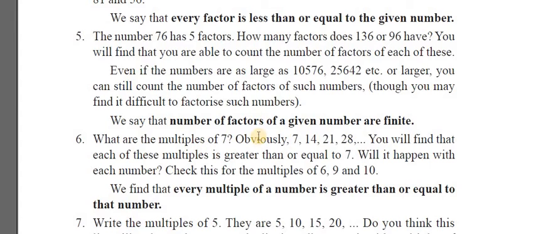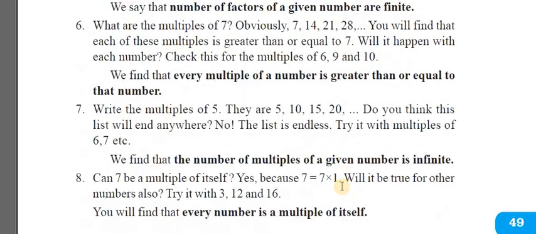What are the multiples of 7? Obviously 7, 14, 21. Nothing but your 7 table. You will find that each of these multiples is greater than or equal to 7. Of course, each multiple is going to be greater than or equal to 7. Check the multiples of 6, 9 and 10. Okay, we will check it out. We find that every multiple of a number is greater than or equal to that number.